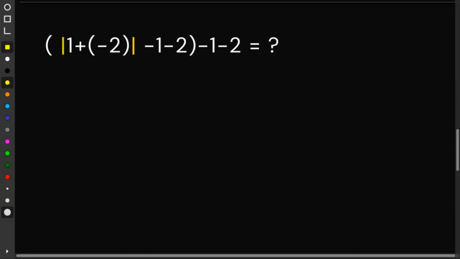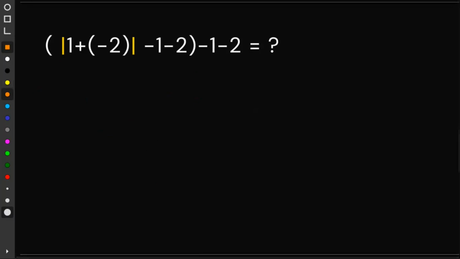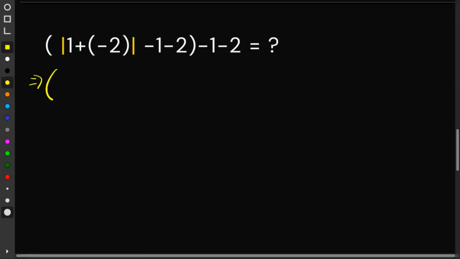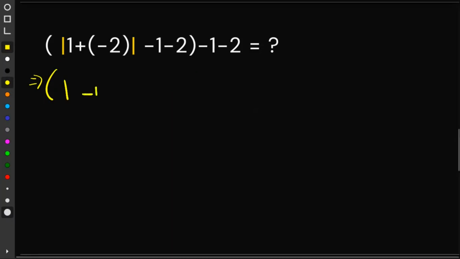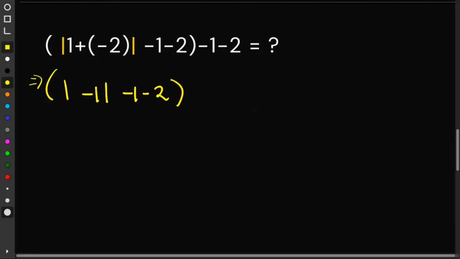Let's go on to our third example. Now for this example, note that we have an absolute value out here. And since it's the innermost parenthesis, we start with that. So this one would be 1 plus negative 2 inside the parenthesis would give us negative 1. Minus 1, minus 2.